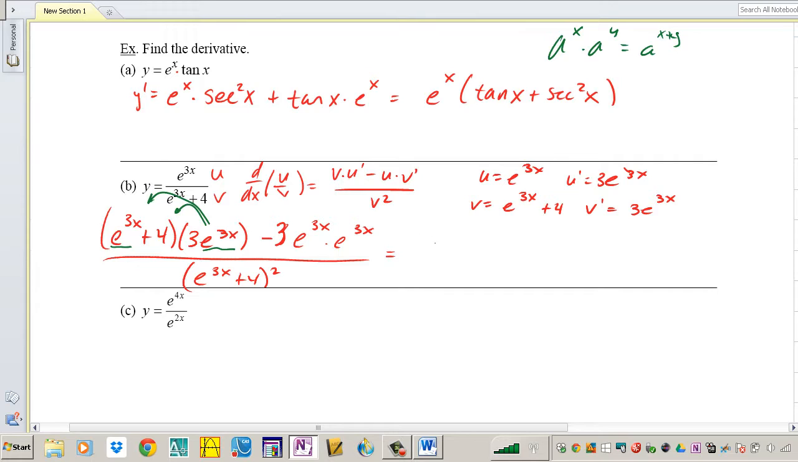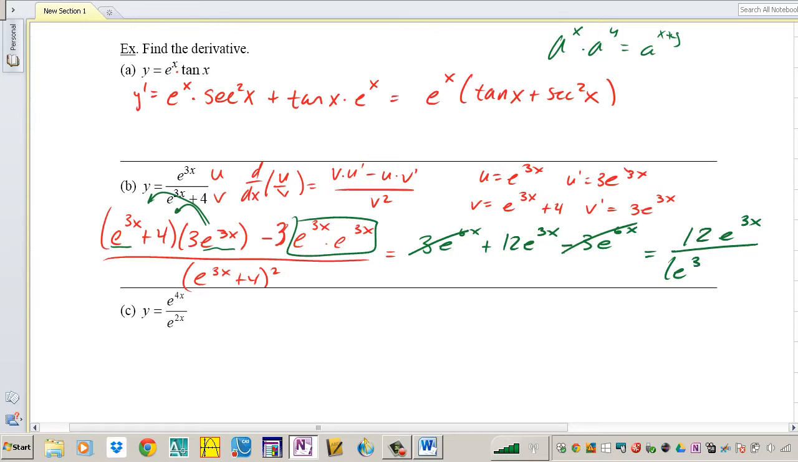Okay, so it's going to be 3 e to the 6x plus, not 4, 3 times 4 is 12 e to the 3x, minus 3 e to the 6x, which leaves me with a total, well, actually these cancel. So it was worth going the extra mile. So it's 12 e to the 3x all over e to the 3x plus 4 squared. Next problem.